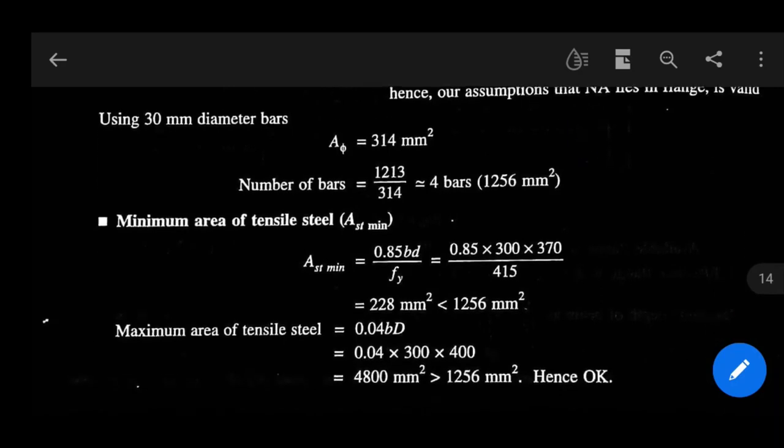So maximum area of tensile steel is 0.04 BD, that is equal to 0.04 into 300 into 400, that is equal to 4800 mm square, which is greater than 1256 mm square. So area of steel provided lies between the minimum area of steel required and the maximum area of tensile steel allowed. So hence the design is safe.